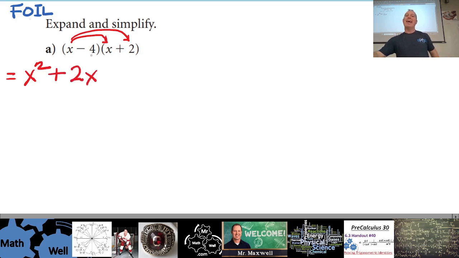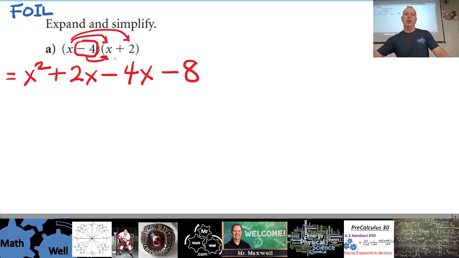We are going to have a negative involved here. You see how it's x minus 4? So the inside terms, please consider the sign as well as the number. You have to consider that when you multiply. Negative 4 times positive x is negative 4x. We write that as a minus 4x. You see, that's the one little difference now. And then the last terms, negative 4 times positive 2 is negative 8.